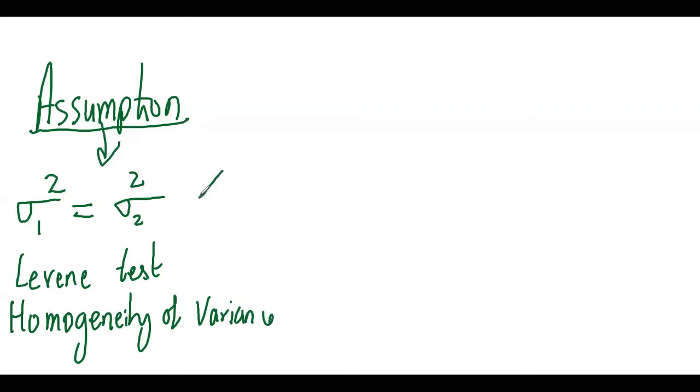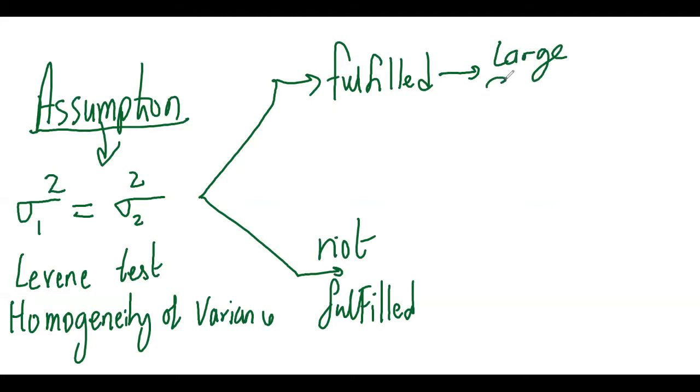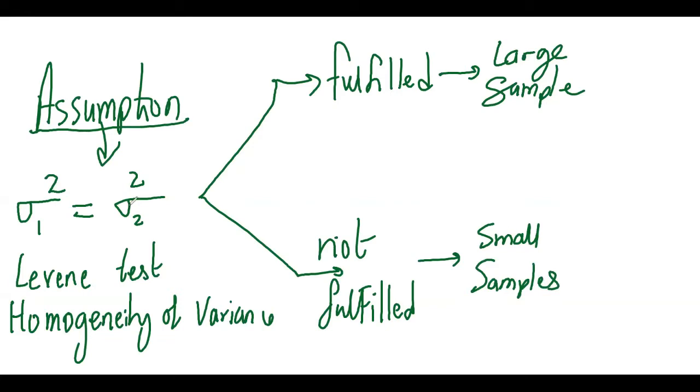Now this assumption may be fulfilled, or it may not be fulfilled. If it is fulfilled, we assume that we are applying the test on large samples, and if it is not fulfilled, we assume that we are applying the test on small samples. So if the variances of two different samples are equal, it means your sample sizes are large. If this condition is not fulfilled, it means your sample size is small. So whether the sample is large or small depends upon this condition.